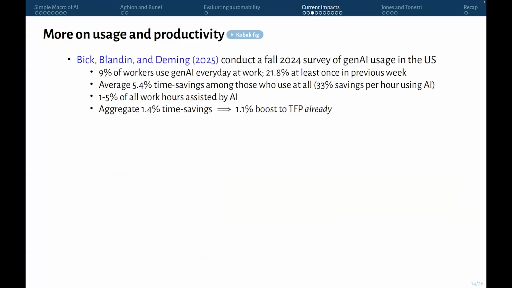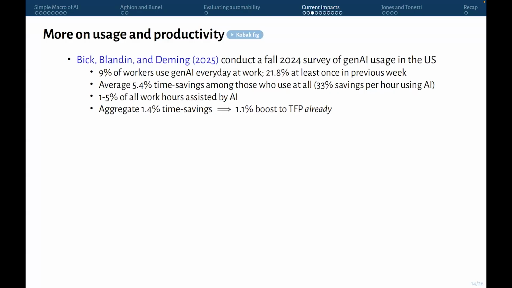Continuing to go through it. I mentioned earlier this Bick, Blandin, and Deming study. This was a fall 2024 survey of Gen AI usage in the US. They rolled it into an already existing online survey platform. They have a lot of findings. It's a great paper. 9% of workers use Gen AI every day at work. 22% used it at least once in the previous week. And that's just at work. If you expand it to people who used it in general, I think the number goes up to 39% who used it in the previous week or have used it.